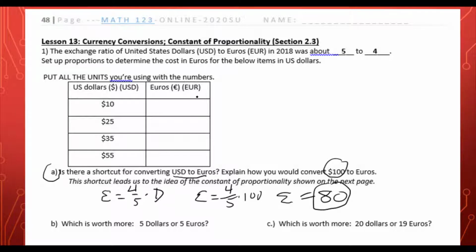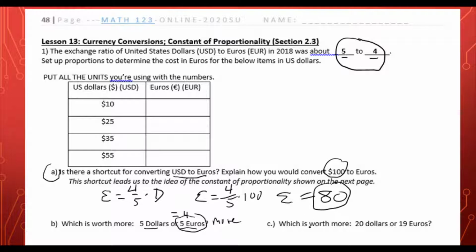What that means is that this conversion, just to be clear about this, what that conversion means is that $5 has the same buying power as 4 euros, supposedly. So which is worth more, $5 or 5 euros? Well, $5 has the same buying power as 4 euros. So $5 is going to have less buying power than 5 euros. So the 5 euros is worth more.